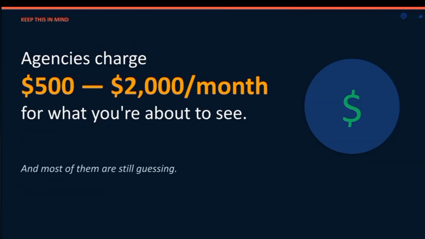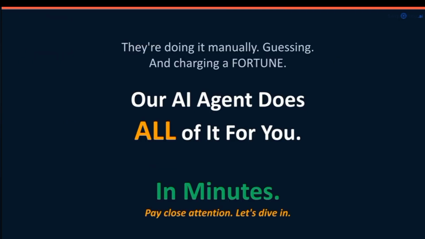And here's what I want you to keep in mind while you're watching this. Every single thing I'm about to show you is something that agencies are charging anywhere from $500 to $2,000 per month to do for their clients. And most of them don't even have an automated system to do it. They're doing it manually, guessing, and charging a fortune. You're about to see how our AI agent does all of it for you in minutes. So pay close attention. Let's dive in.